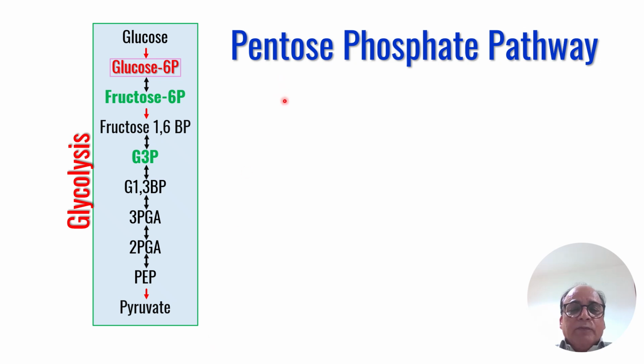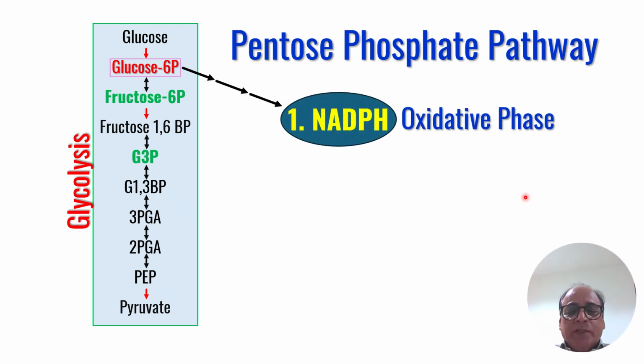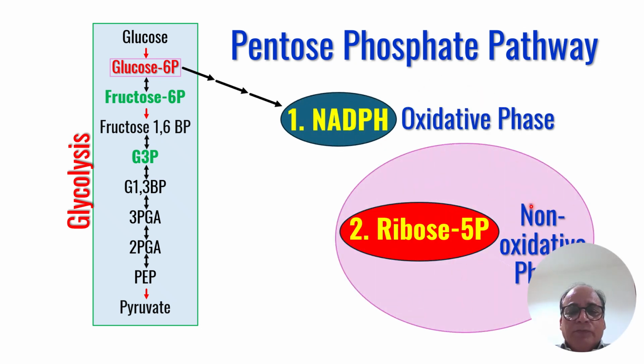So let us begin with the phases of the pentose phosphate pathway. This pathway begins by utilizing glucose 6-phosphate, which is an intermediate of the glycolytic pathway, and completes in two phases. First phase is the oxidative phase and second is the non-oxidative phase. The main product of the oxidative phase is NADPH, which is produced by three irreversible reactions, and the main product of the non-oxidative phase is ribose 5-phosphate.